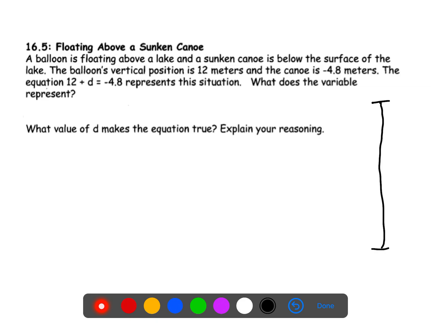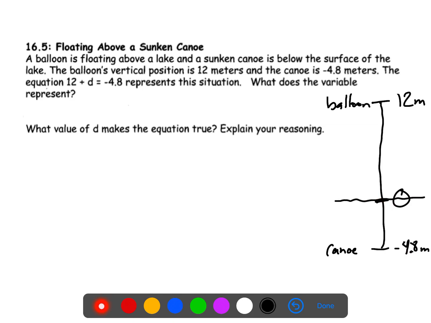If we have a balloon that's 12 meters, and that's the balloon, and we have a canoe that's negative 4.8 meters, canoe, and it's negative because it's below the water's surface. So I need to represent the water surface, which we would represent with 0 here on my number line. It needs to be closer to the bottom. If you look at our intervals here, we're going up to 12 on this side and down to about 5 on this side. So 0 is going to be the water surface.